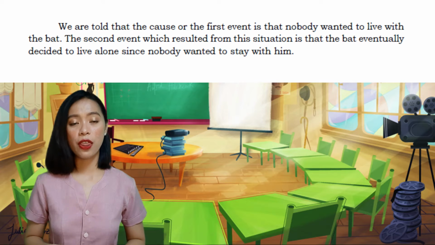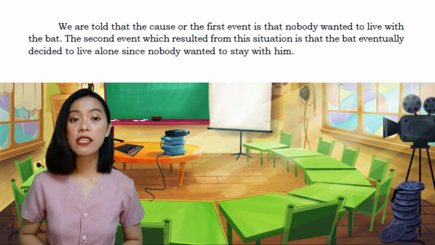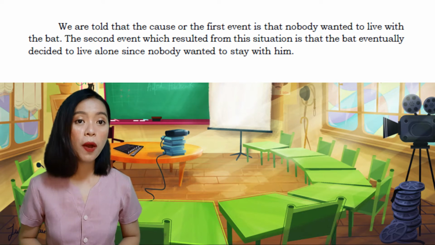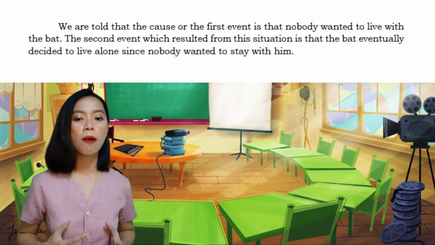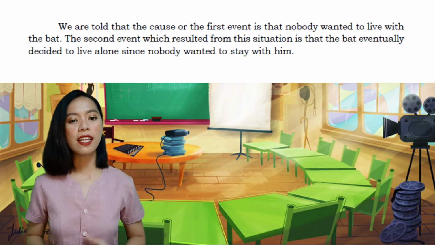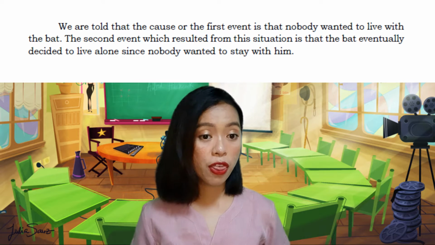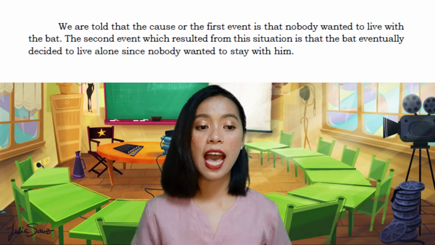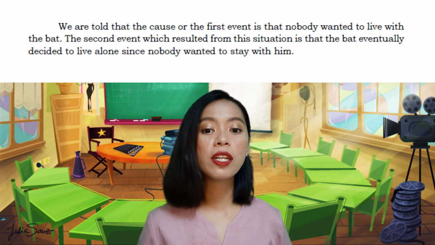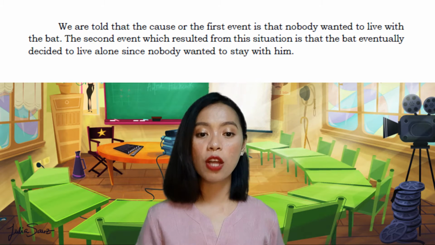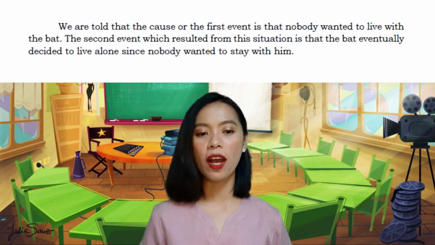We are told that the cause, or the first event, is that nobody wanted to live with a bat. The second event, which resulted from this situation, is that the bat eventually decided to live alone since nobody wanted to stay with him. Let's take a look at more compound sentences using the sentences you encountered earlier.